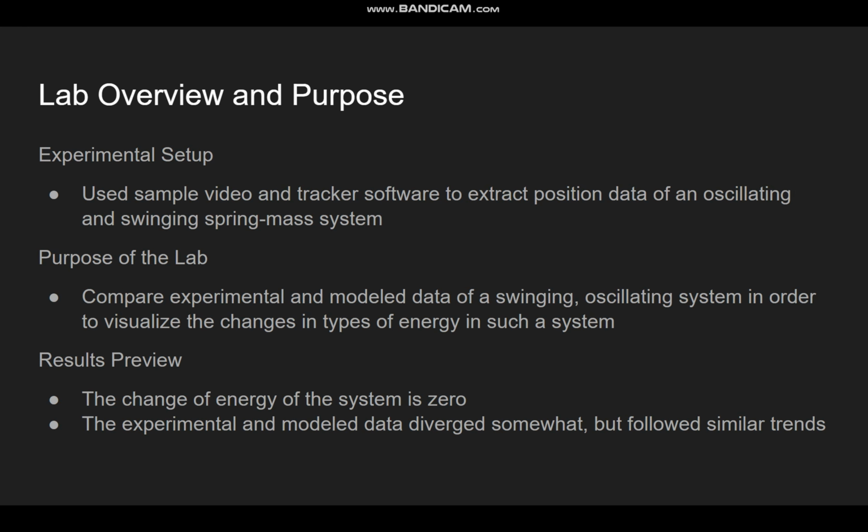I use the sample video and tracker software to extract position data of an oscillating and swinging spring mass system. The purpose of our lab is to compare experimental and model data of a swinging oscillating system in order to visualize the changes in types of energy in such a system.